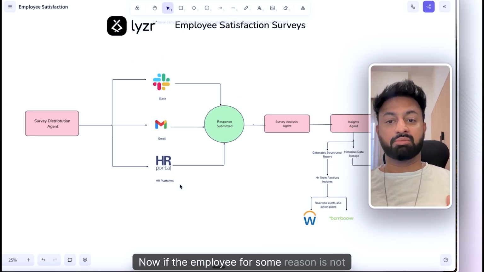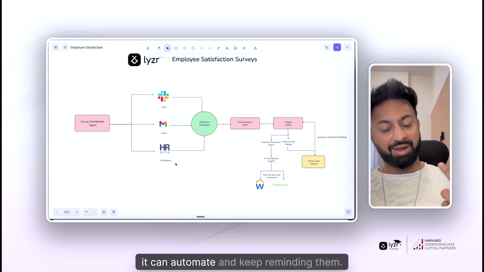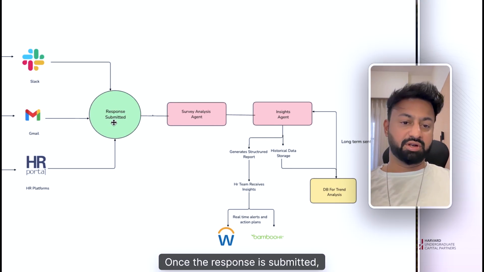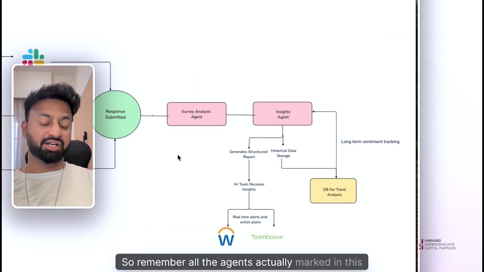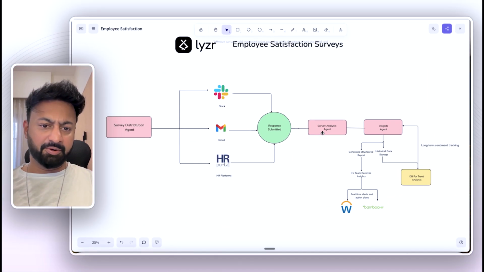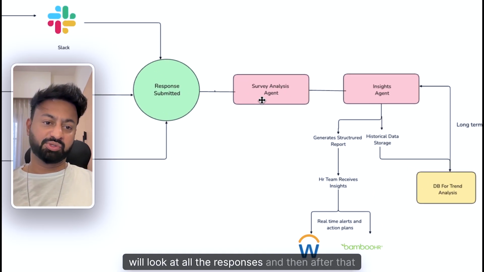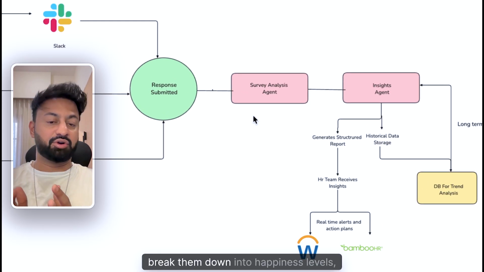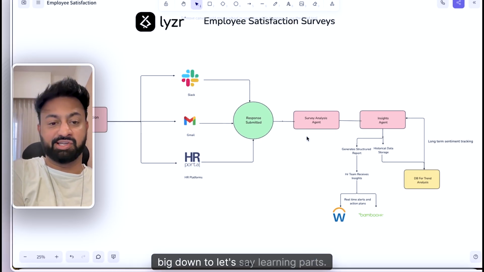Now, if the employee for some reason is not answering, it can automate and keep reminding them. Then you have a response that is submitted. Once the response is submitted, the agent, and remember, all the agents are marked in this slightly clayish red color, right? So the survey analysis agent will look at all the responses, and then categorically break them down into culture, happiness levels, and, let's say, learning paths.